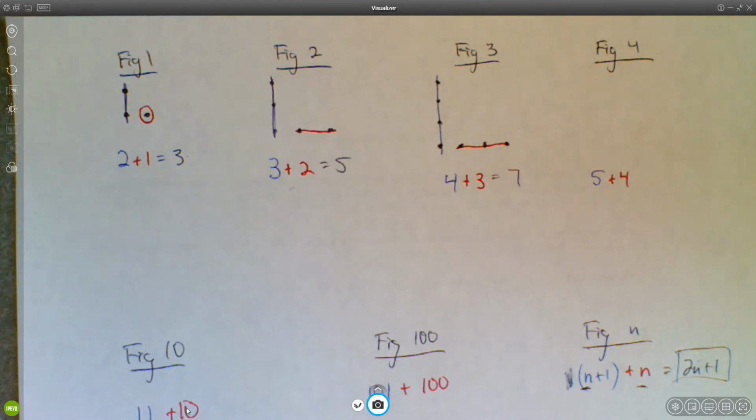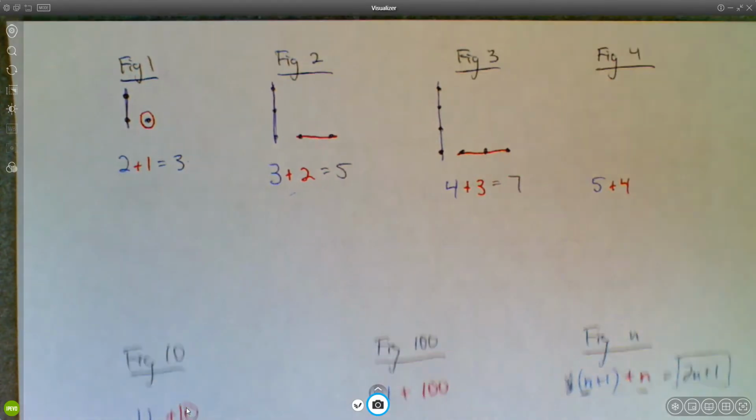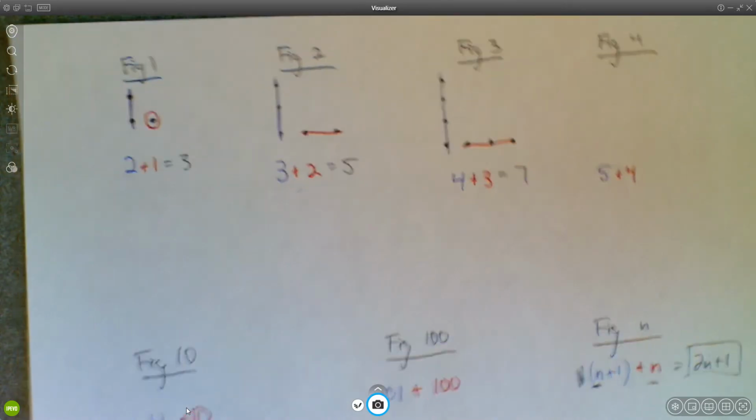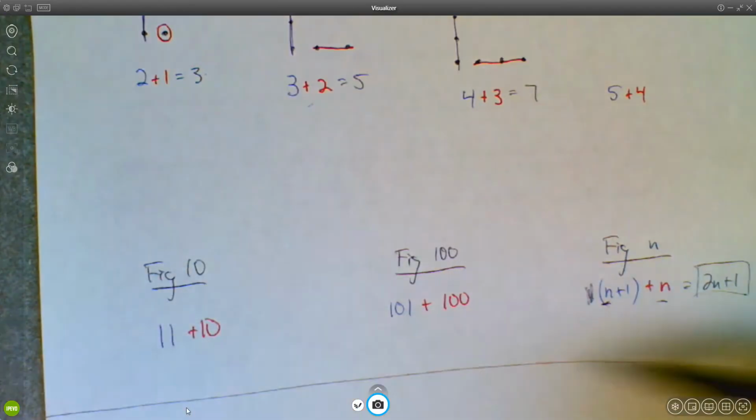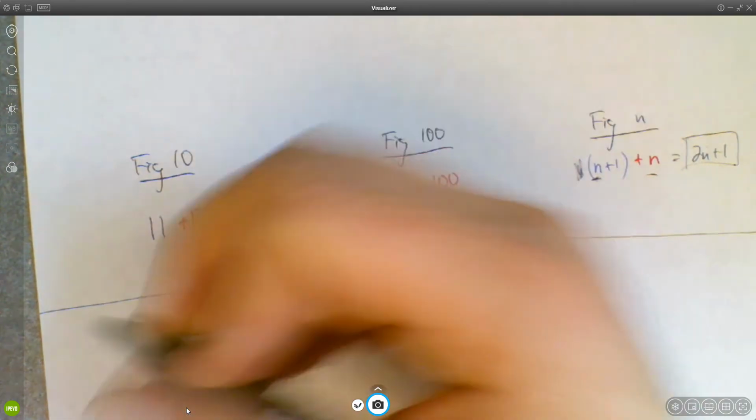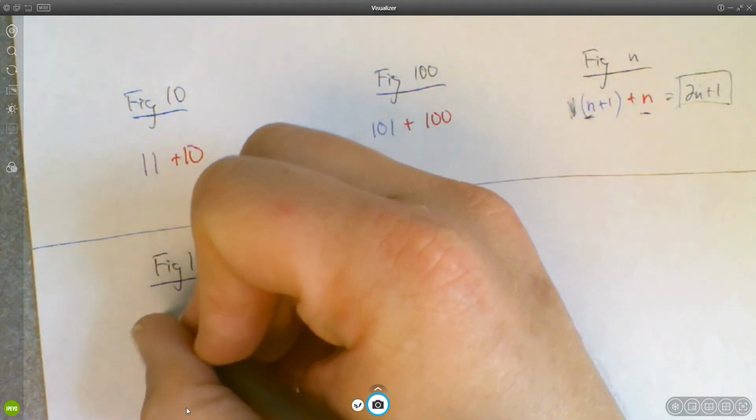Okay, well, so that was one way to do it. I wonder if we could come up with a different number pattern for this. Let's try. Go ahead and give the video a pause and see if you can come up with one on your own while I draw these figures out.